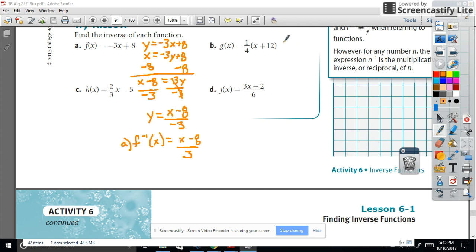Okay, the answer to B. Step number 1, I'll change colors. Step number 1, rewrite it. y equals 1/4 x plus 12. Step number 2, switch places for the x and y. Now we have to get the y by itself. Subtract 12 from both sides.